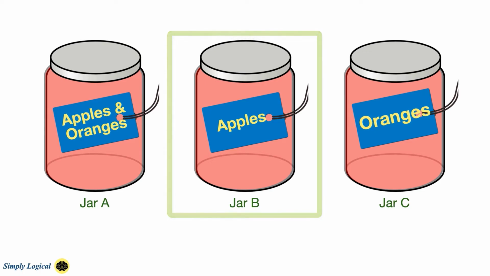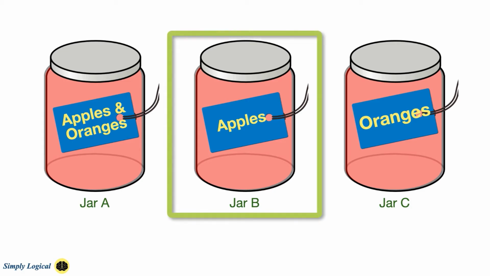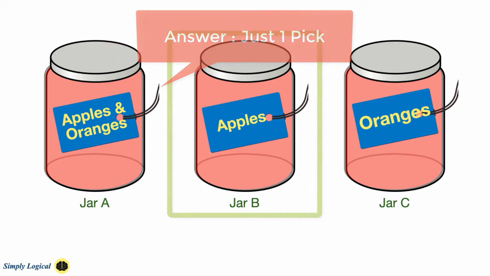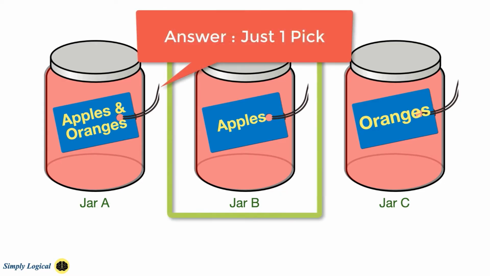A similar scenario applies if an orange is taken out from the jar labeled apples and oranges. So you need to pick just one fruit from the jar labeled apples and oranges to correctly label the jars. Thus the answer is that just one pick of a fruit is required to correctly label the jars.